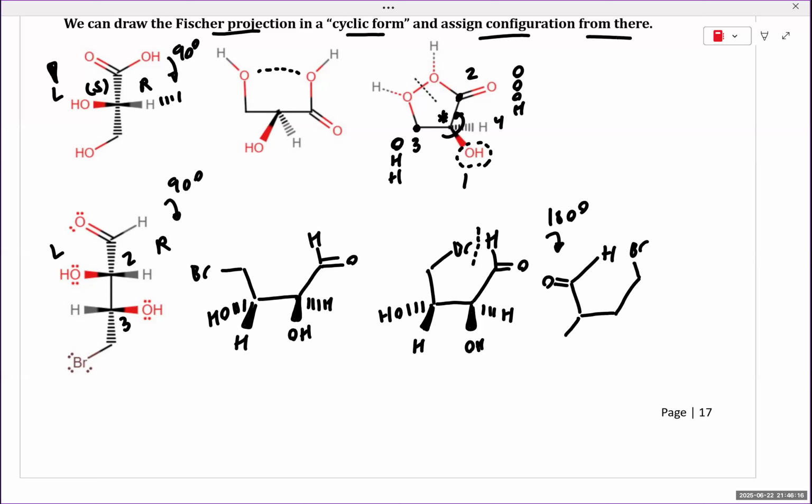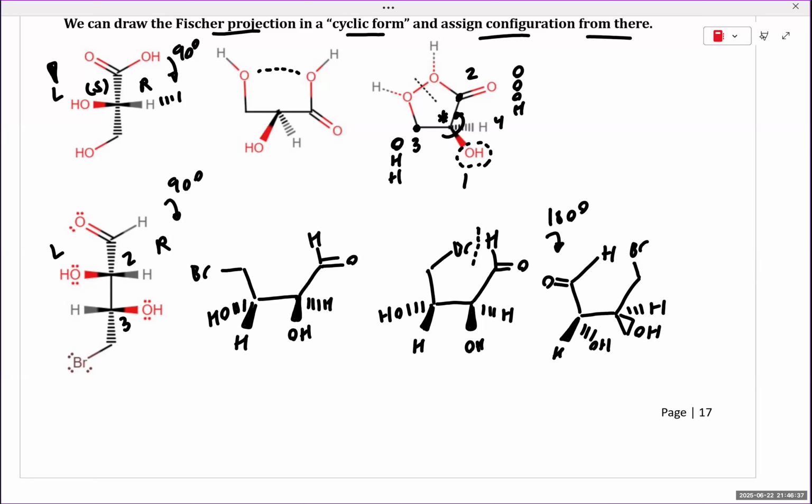And that in turn gives us the following alternative view. I find many students find it easier to flip and rotate molecules vertically and horizontally when they're drawn in a cyclic form.